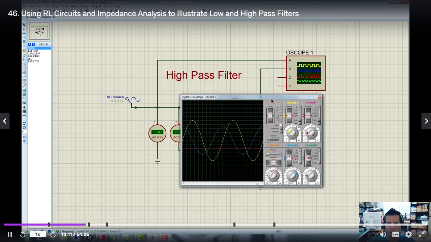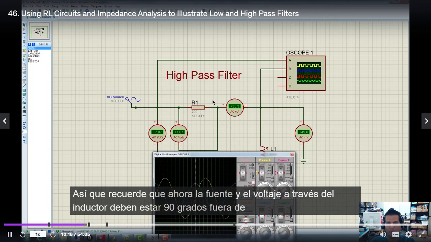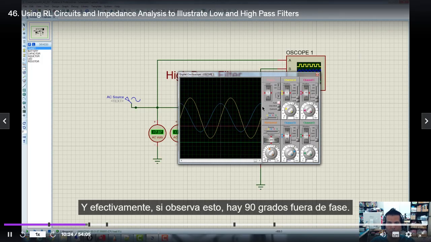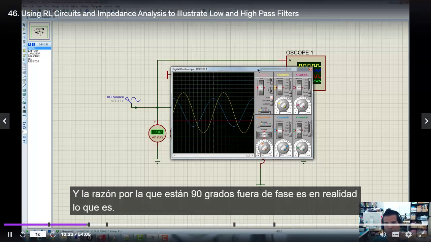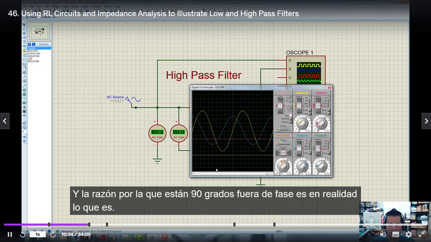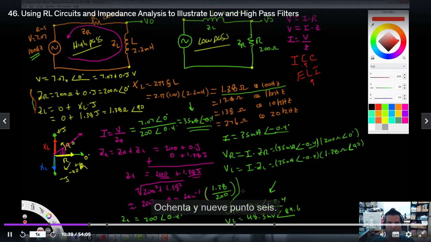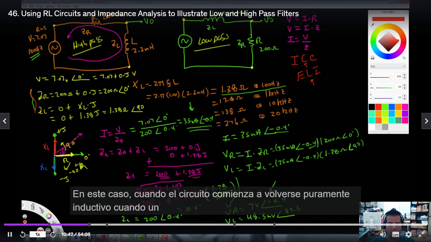All right, so remember, right now the source and the voltage across the inductor should be 90 degrees out of phase. And sure enough, if you look at this, they're 90 degrees out of phase. If you were to scale this, they're 90 degrees out of phase in this case. They're actually, what is it, 89.6. The reason they're 89.6 is right now the circuit is acting purely resistive in this case.